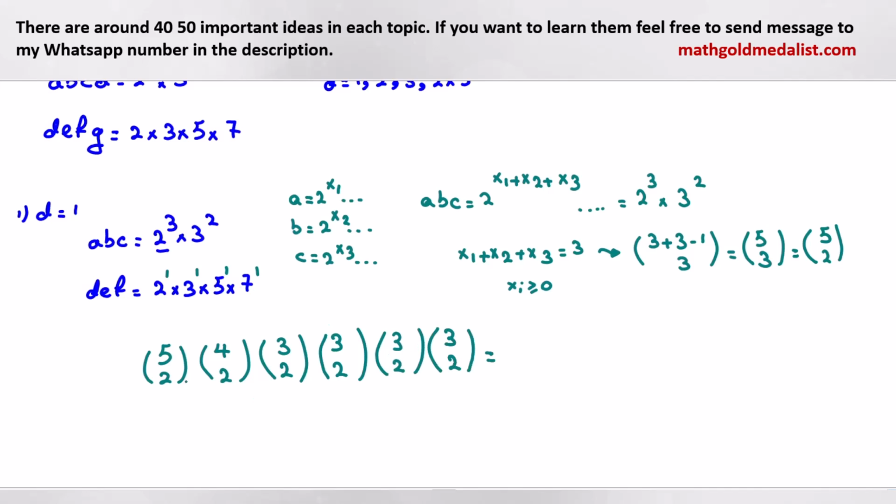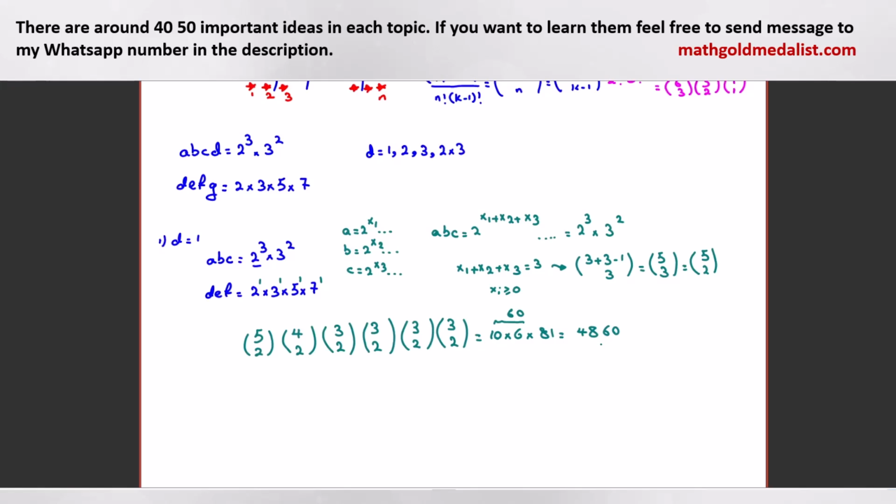Okay, so let's calculate. 5 choose 2 is 10. 4 choose 2 is 6. 3 to the 4 is 81. 10 times 6 is 60. If we multiply, it's 4,860. Now, let's consider the second case.